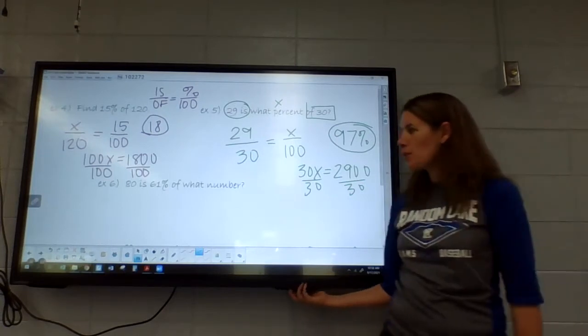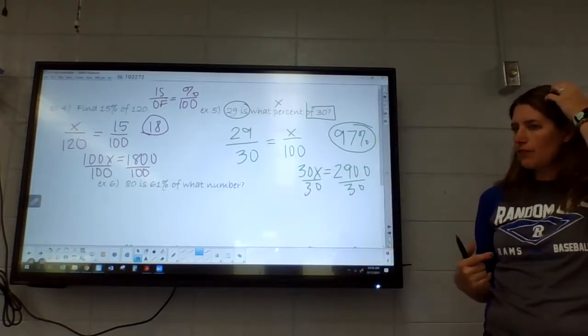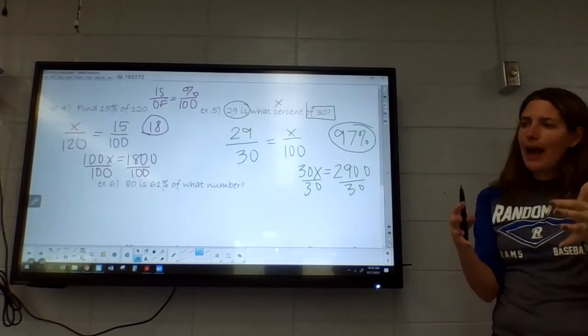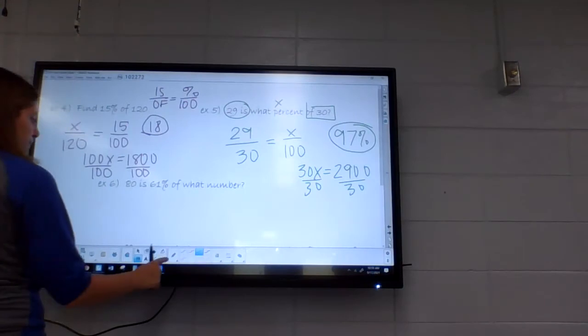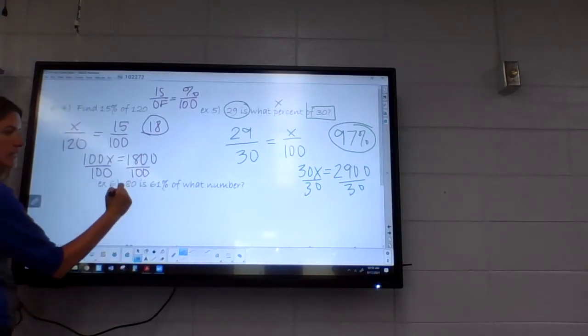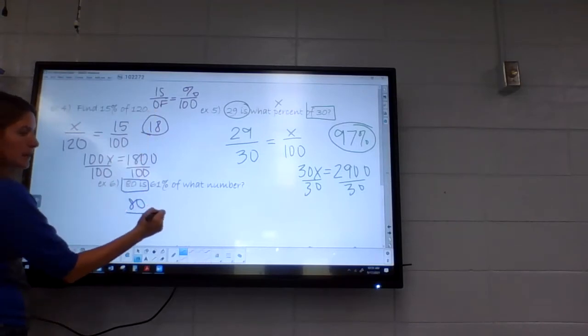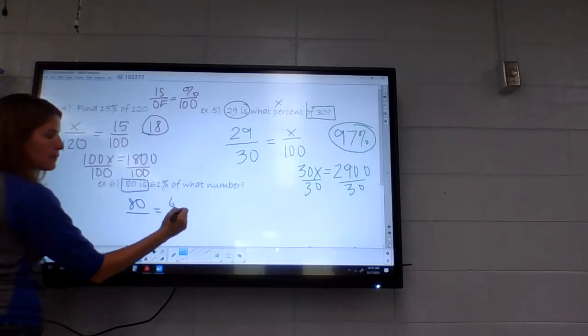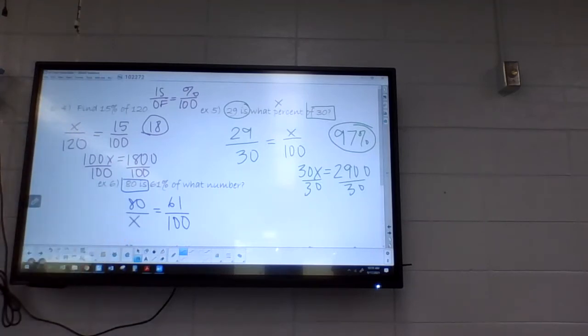The last one is the one that I always think is the weirdest order. It says 80 is 61% of what number? So we know the answer, like we know what it is. We're trying to find the of. So 80 is going to go on top. The 61 is on top as well because that's our percentage. So we're looking for the of.